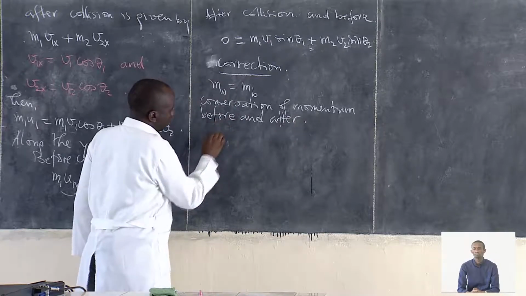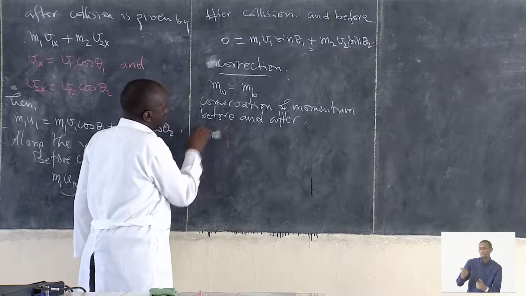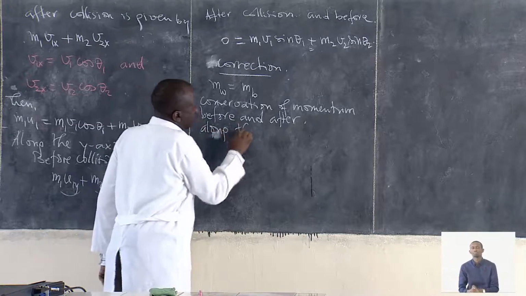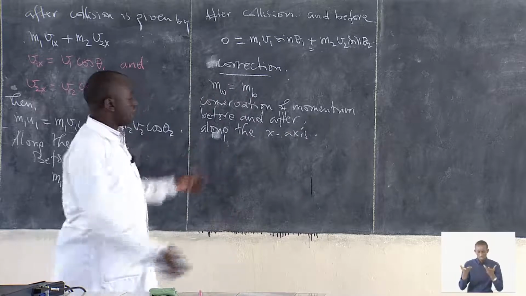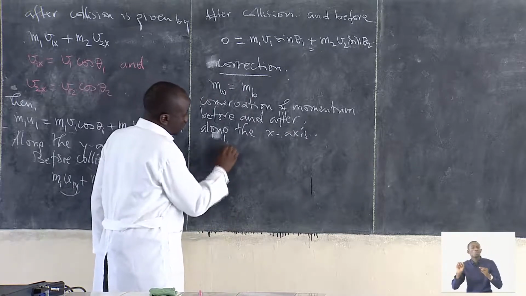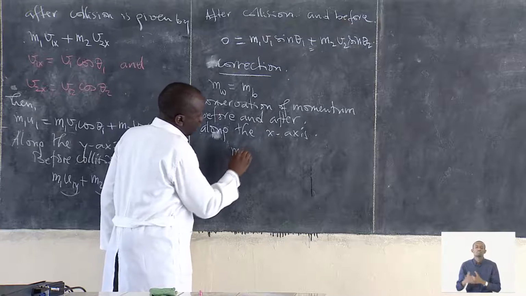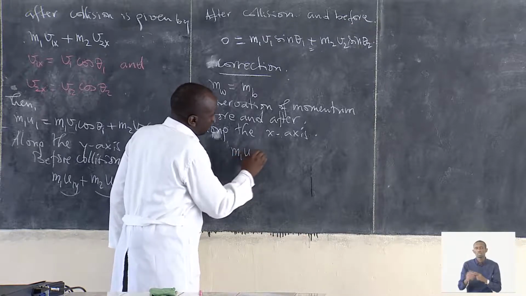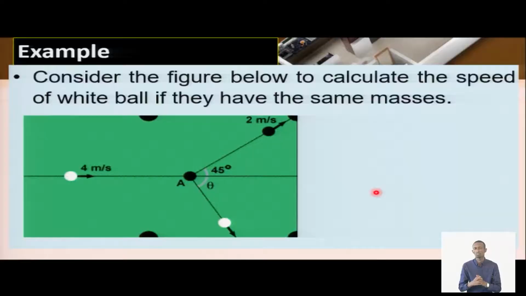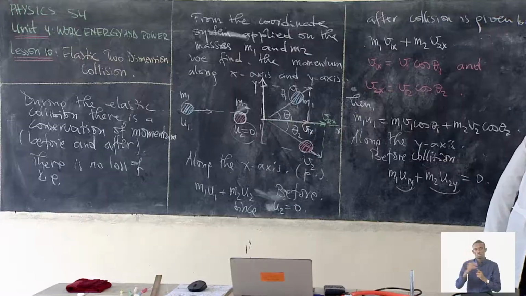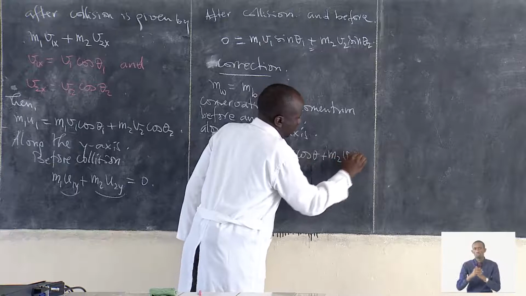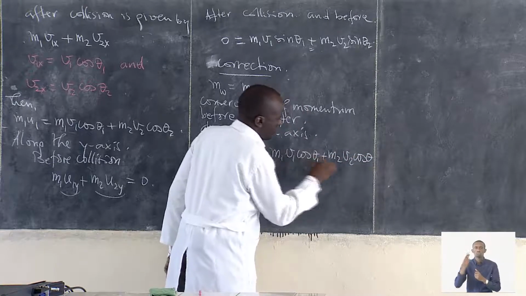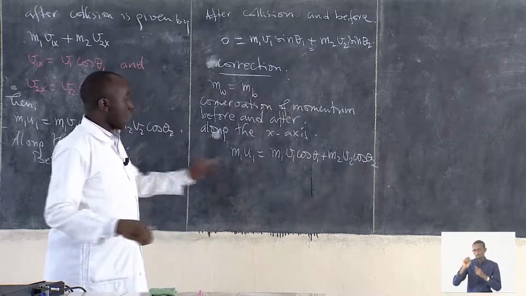Along the x-axis, what do you think is going to be this one? Along the x-axis we have m1 times u1 equals m1 v1 cosine theta plus m2 v2 cosine theta. This is theta 1 and theta 2 here. This is what we have.